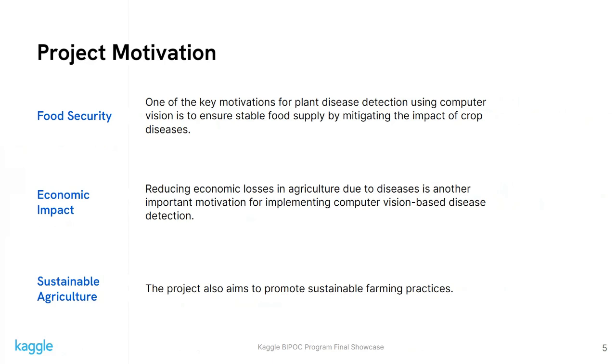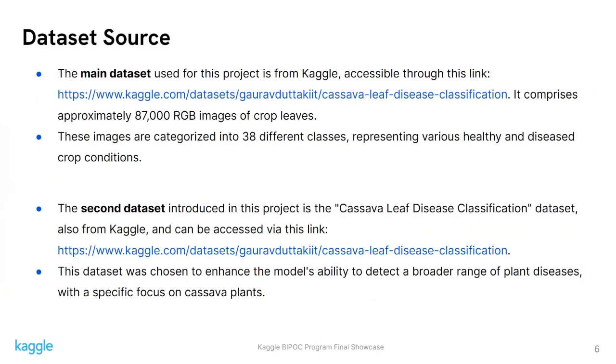This project is motivated by its potential to address critical challenges in agriculture. It can enhance food security, reduce economic losses, and promote sustainable farming practices, to mention a few. For this project, two datasets were used to improve the robustness, and both of these datasets were gotten from Kaggle.